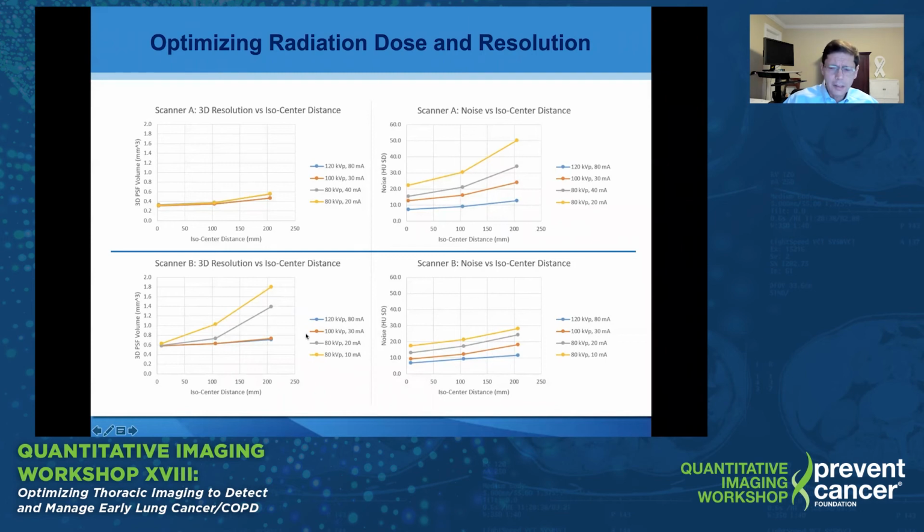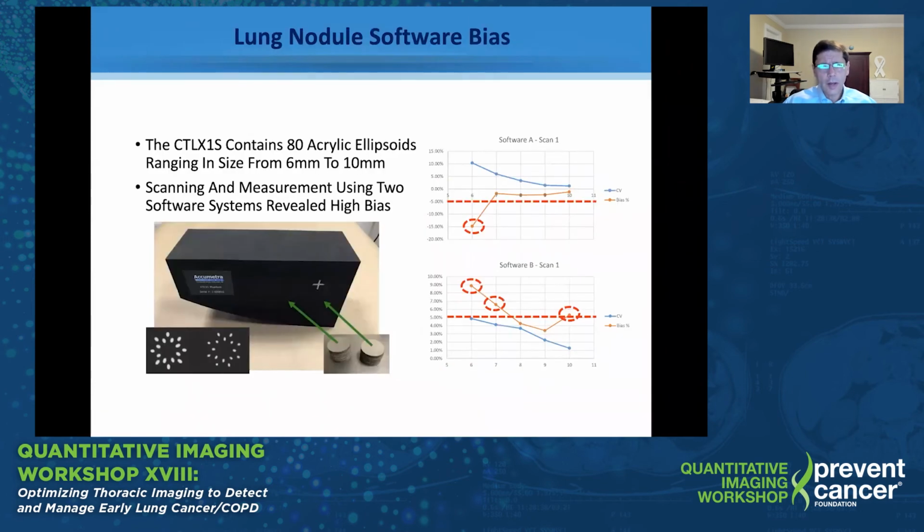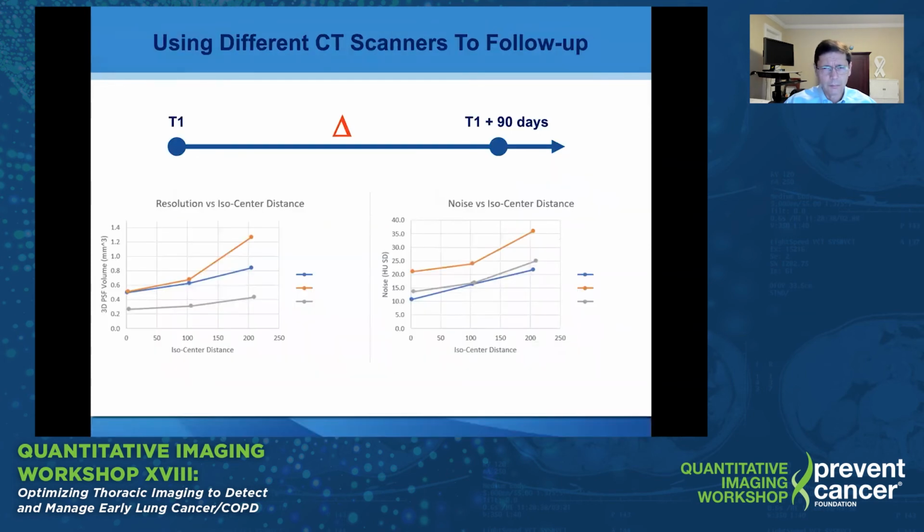Well, that's radically different behavior that sites don't know about unless they have a phantom and can do image quality checks and radiation dose checks as they modify protocols for different size patients. We also have ways of measuring the software of systems by inserting these small ellipsoids inside of phantoms. And we've seen some issues in different commercially available software in terms of the biases and the precision of those measurements.